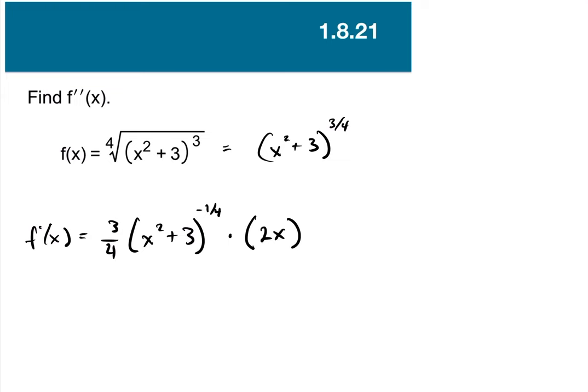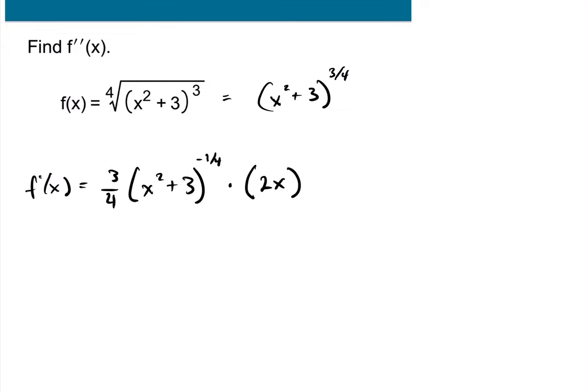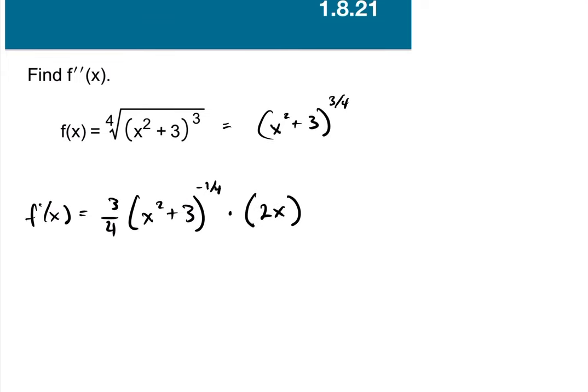And let's take it a little bit further. So notice this 2 is going to turn this 4 into a 2. And we're going to get 3 by 2x. And then this guy persists: x squared plus 3 to the power of a negative 1 by 4.